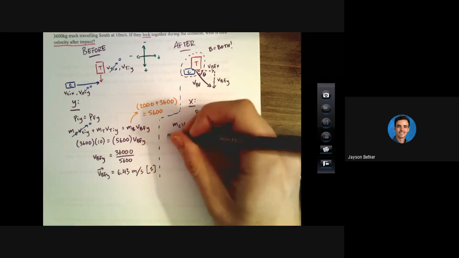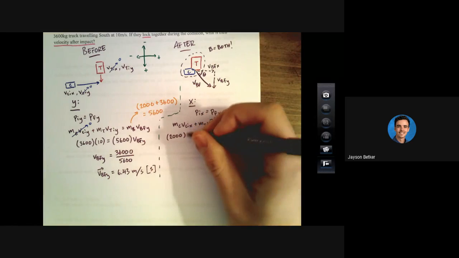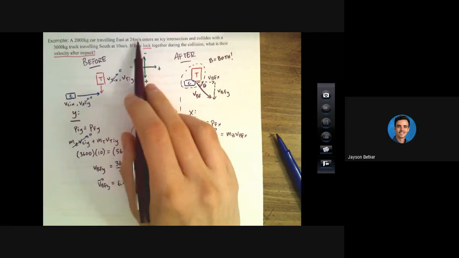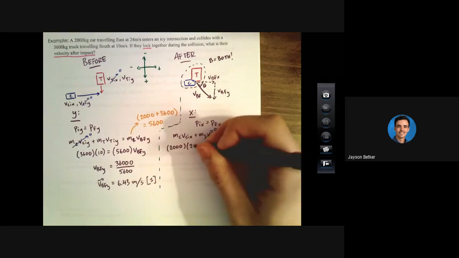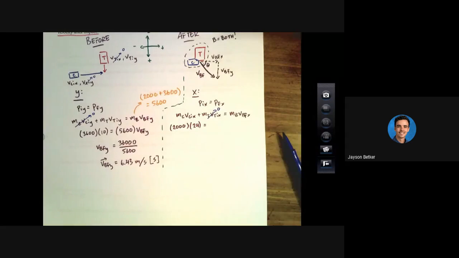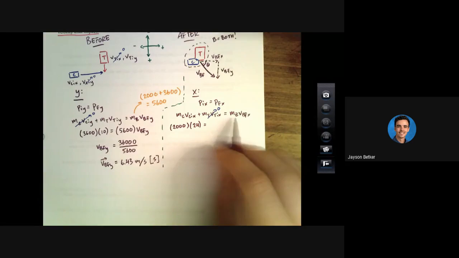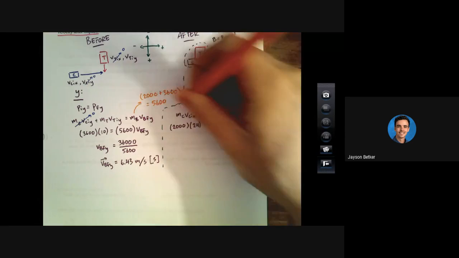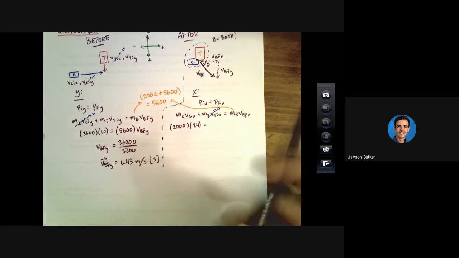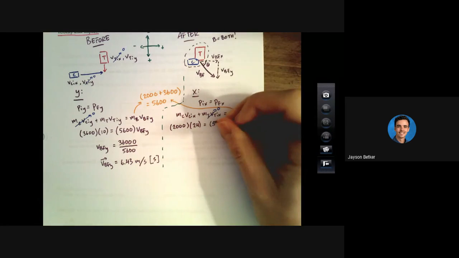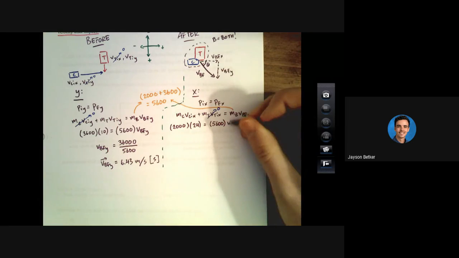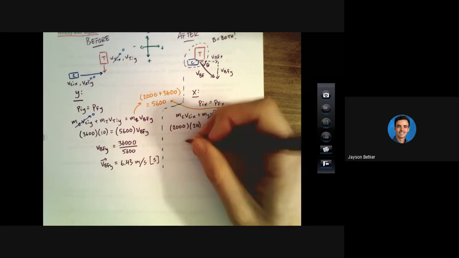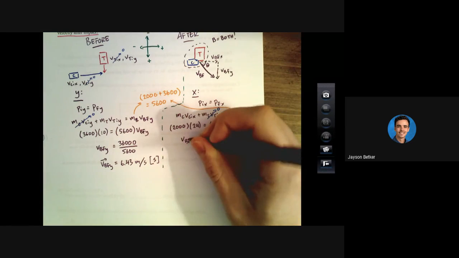So the mass of the car is 2,000 times the velocity of the car initially in the x direction, which the question tells us is 24 meters per second. That is 0, and then we've already calculated MB. MB is 5,600. So 5,600 times VBFX. So let's solve for the final velocity of both of the cars in the x direction.